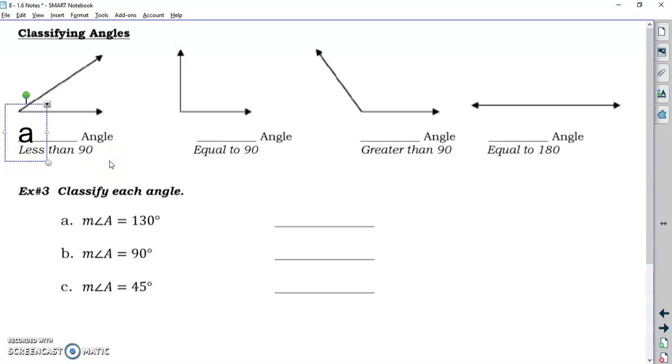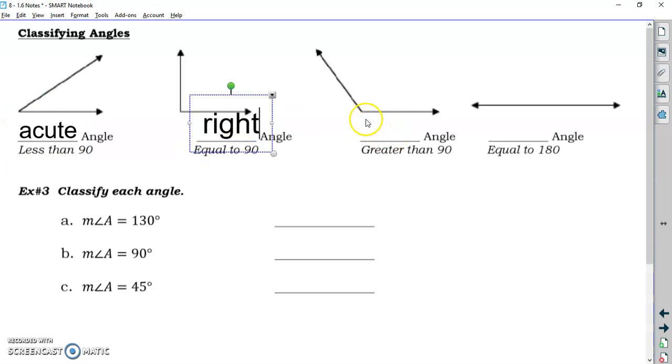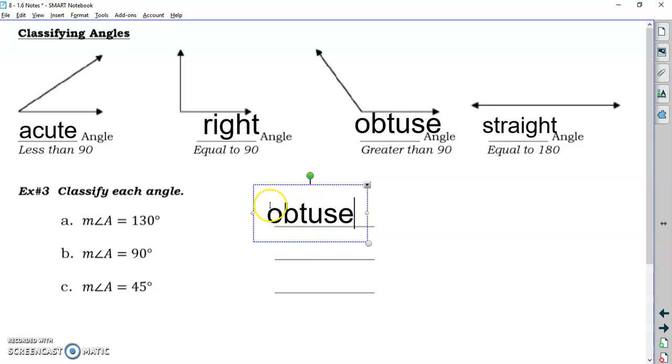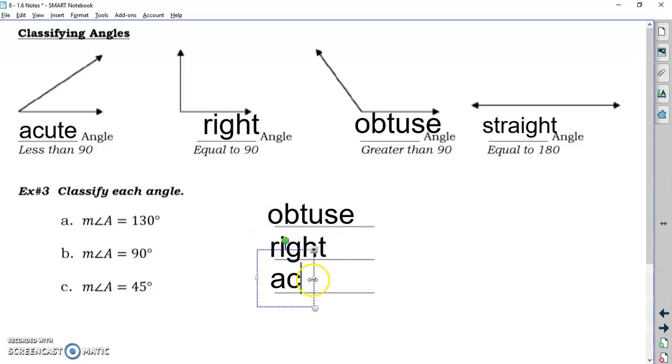So an acute angle is an angle less than 90 degrees. A right angle is equal to 90 degrees. An obtuse angle is greater than 90 degrees, and a straight angle is equal to 180 degrees. So the measure of angle A, if it's 130 degrees, then we can classify it as obtuse. If it's 90 degrees, we classify it as right because it's equal to 90, and if it's 45 degrees, we classify it as acute because it's less than 90 degrees.